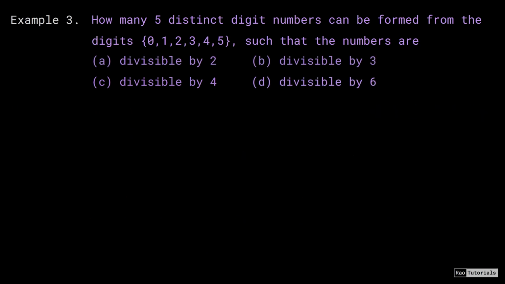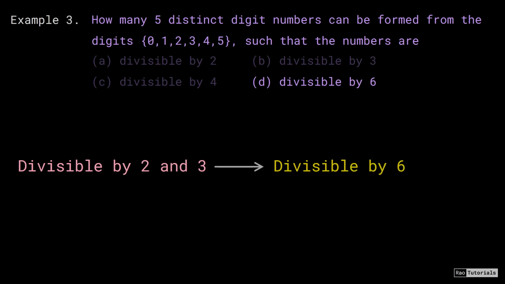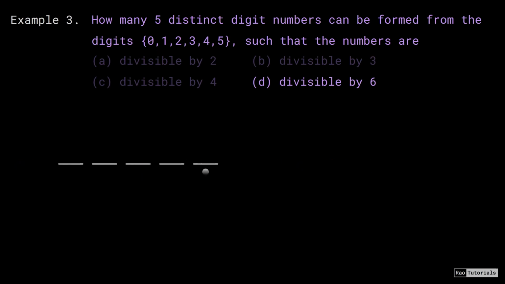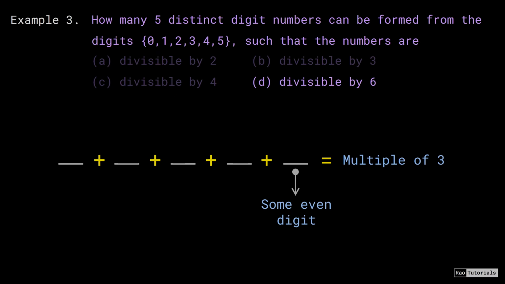For the last bit, numbers have to be divisible by 6, which means they have to be divisible by both 2 as well as 3. Now we have already discussed them individually in bits A and B. For the number to be divisible by 2, the units place must have some even digit, and for divisibility by 3, the sum of the digits must be a multiple of 3. Both these conditions must be satisfied simultaneously. Try this yourself, and the answer is 108. See if you are getting the same answer.